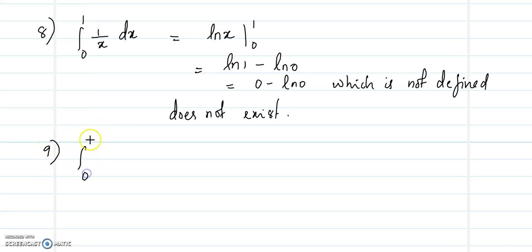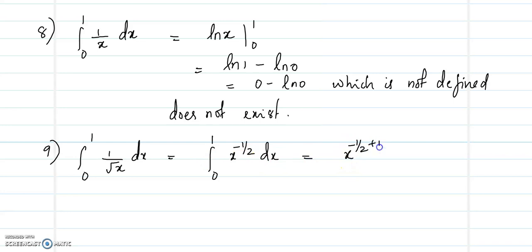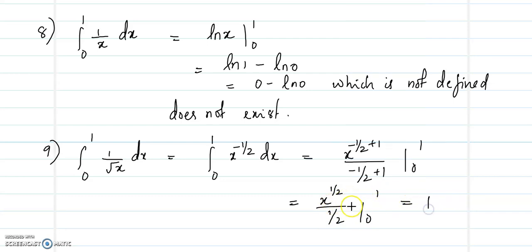Next one, the integral from 0 to 1 of 1 by root x dx will be the integral from 0 to 1 of x raised to minus 1 by 2 dx. Upon integrating, we will get x raised to minus 1 by 2 plus 1 by minus 1 by 2 plus 1 from 0 to 1. So that is x raised to 1 by 2 by 1 by 2 from 0 to 1. Applying the limits, 1 raised to 1 by 2 is 1, and at 0 we'll get 0 by 1 by 2. So 1 by 1 by 2 will be equal to 2. So the value of the integral will be equal to 2.